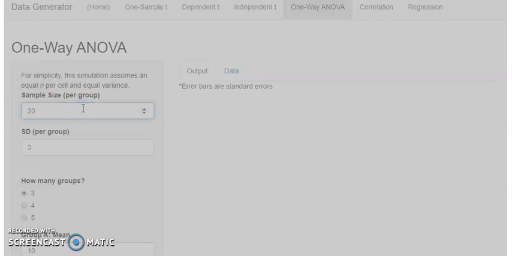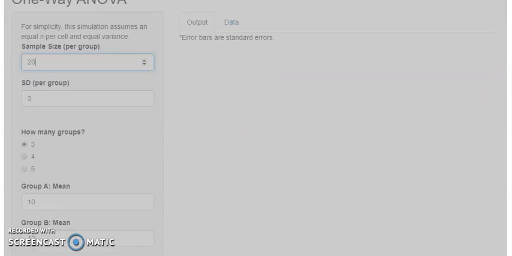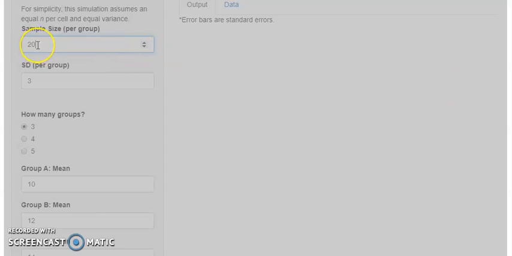So the first thing that I was going to have us do is I have this great data generator, and what I'm doing is I'm going ahead and inputting a sample size. I'm going to say that there's 20 people per group, and that's fairly large, so that means if I had 3 groups, which I'm going to go ahead and leave as, that means I've got 60 people total in my sample. I also get to, in this data simulator, identify the standard deviation per group.